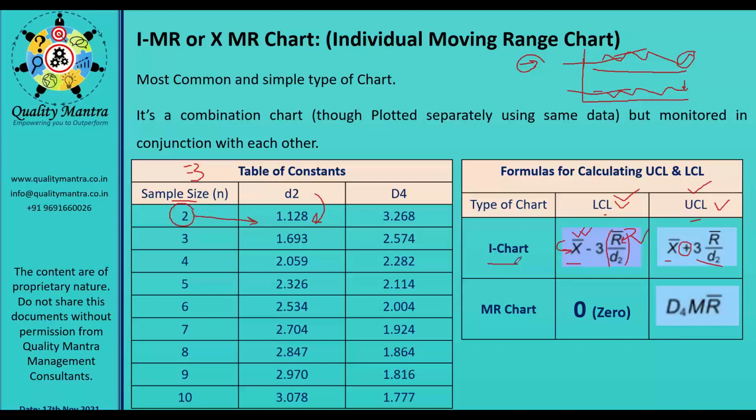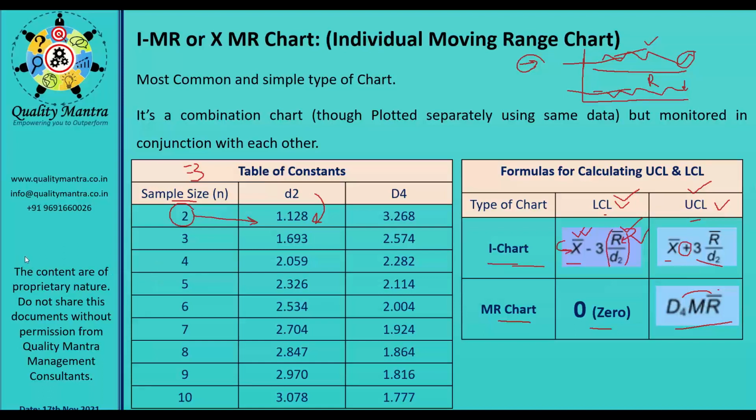So this is for the individual chart. Okay, and for the range chart, that is the moving range chart, the LCL will be 0 and the UCL will be D4 MR bar, or you can say D4 R bar. It is the moving range bar, or you can say D4 R bar. You have already calculated the R bar here.